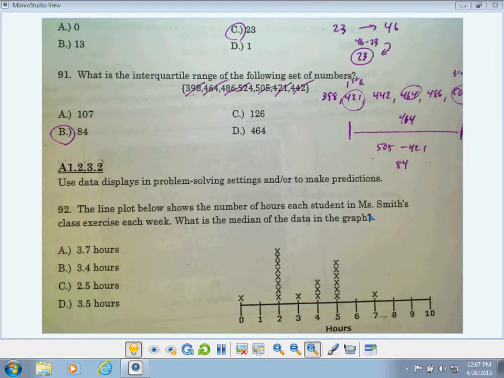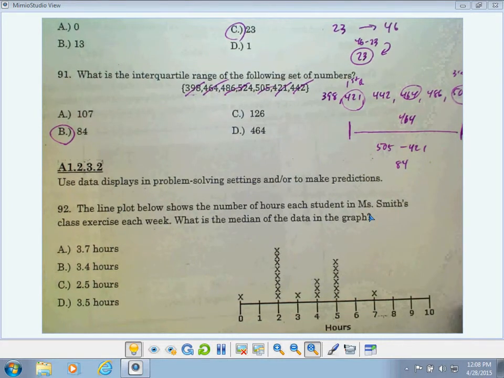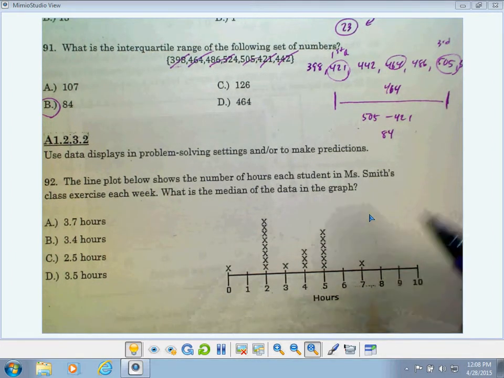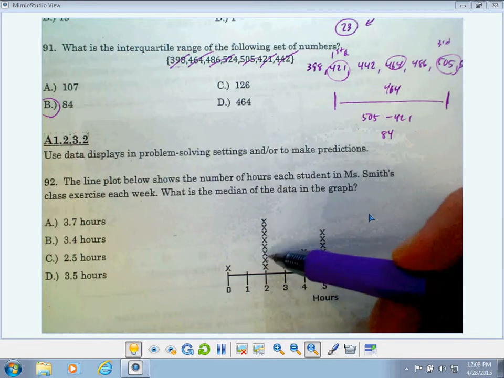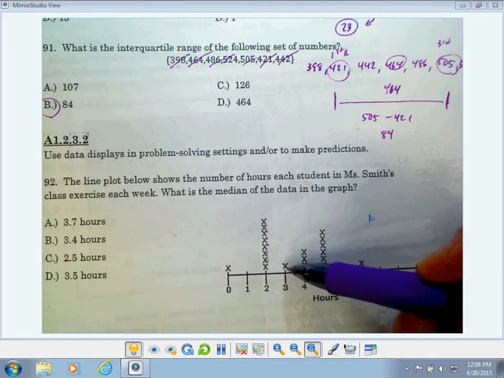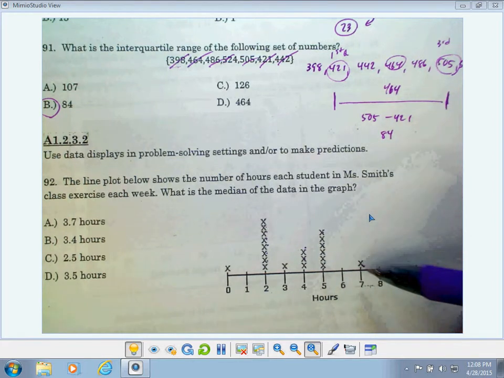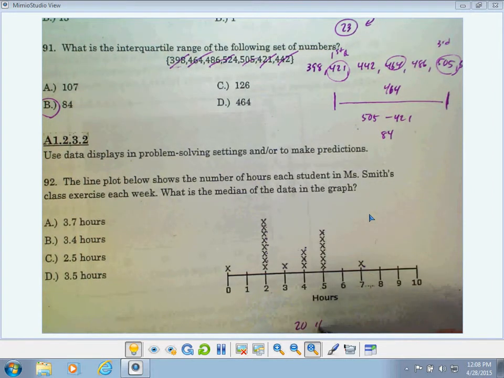Alright, number 92 says the line plot below shows the number of hours each student in Miss Smith's class exercises each week. What is the median of the data in the graph? Okay, so when you see this, it's called a frequency table. Each X represents how many times that number showed up. So really what we have are 1, 2, 3, 4, 5, 6, 7, 8, 9, 10, 11, 12, 13, 14, 15, 16, 17, 18, 19, and 20. So there are actually 20 numbers here.